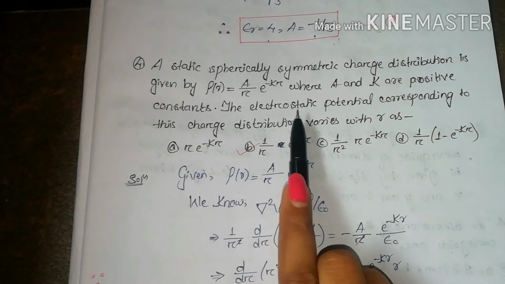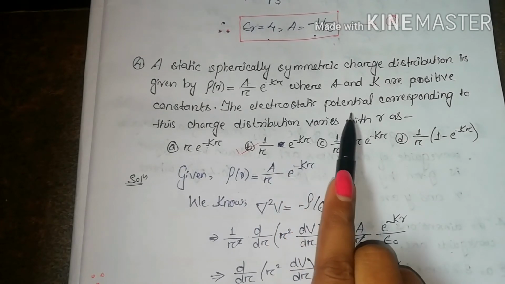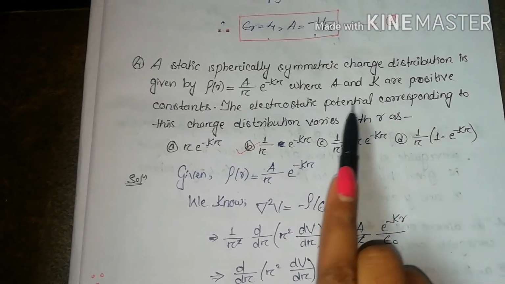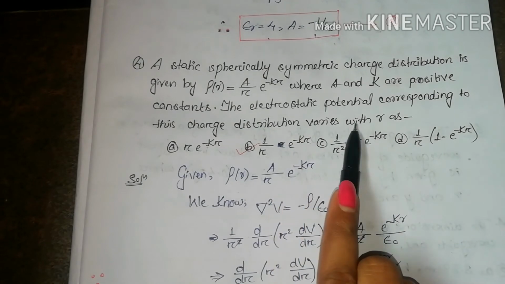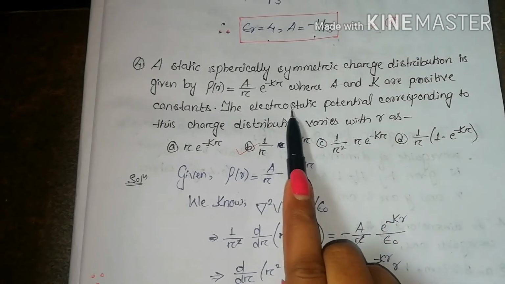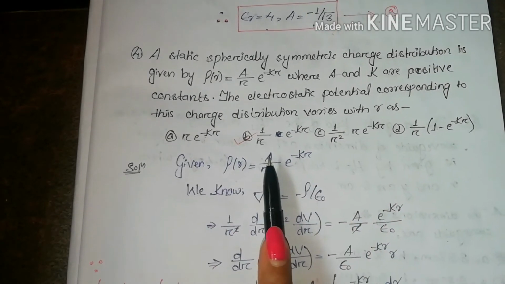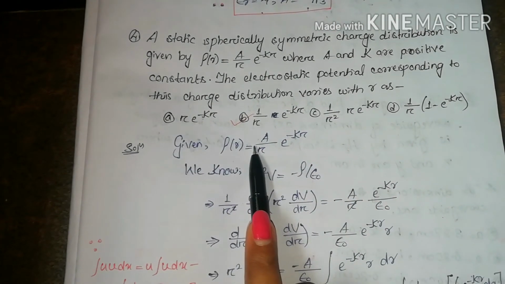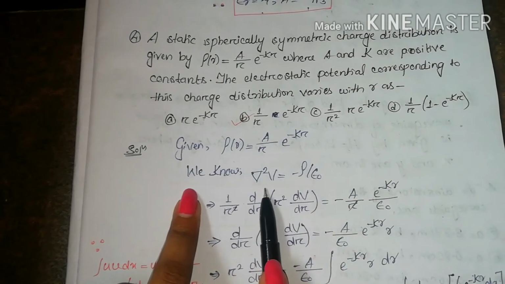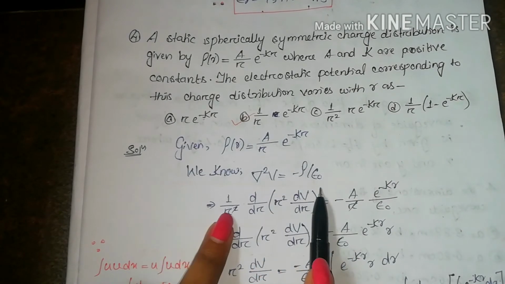We have to see how the electrostatic potential corresponding to this charge distribution varies with r. That means we have to see the proportionality of V with respect to r. So these are the four options. Here, rho is given as a by r e to the power minus kr. We know del square V is equal to minus rho by epsilon naught.